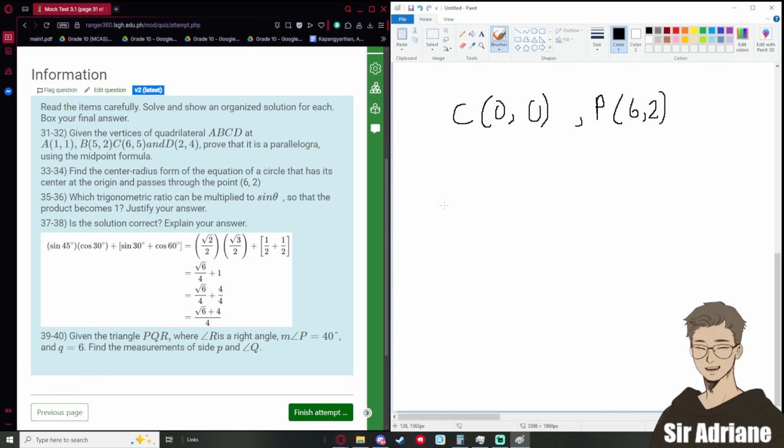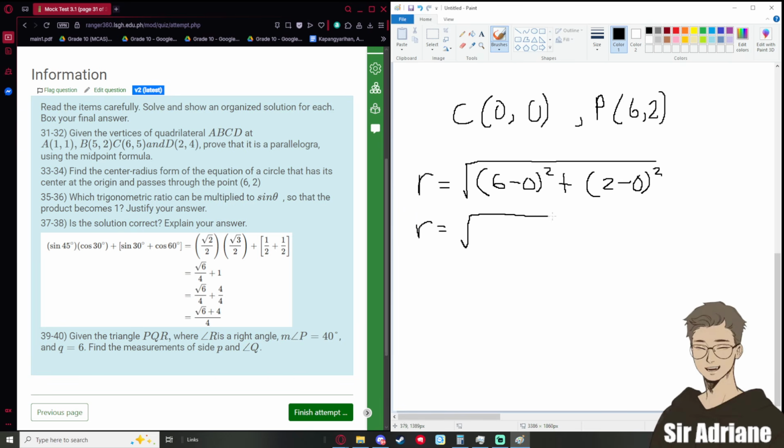But how do we find the radius? The radius is simply the distance between the center to one of its points. And since we already know the center and we know a point on the circle, we can use the distance formula to find the radius. So r is equal to the square root of (6 minus 0) squared plus (2 minus 0) squared.